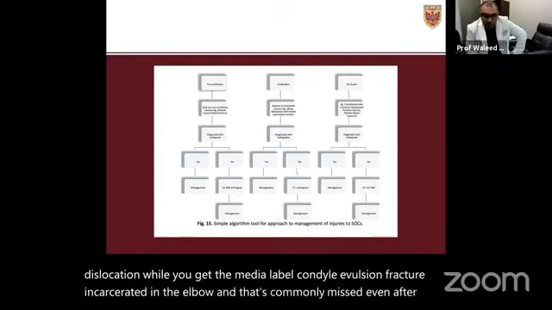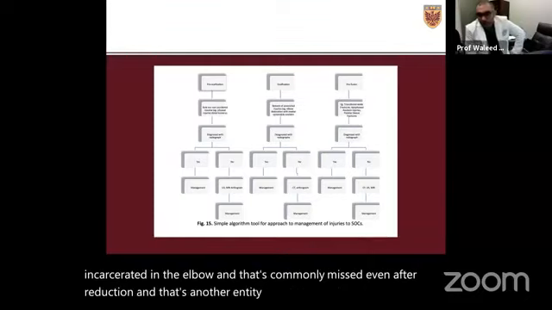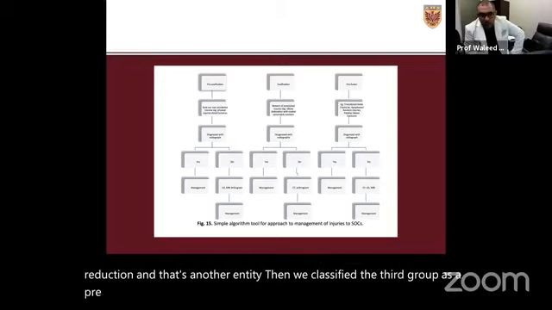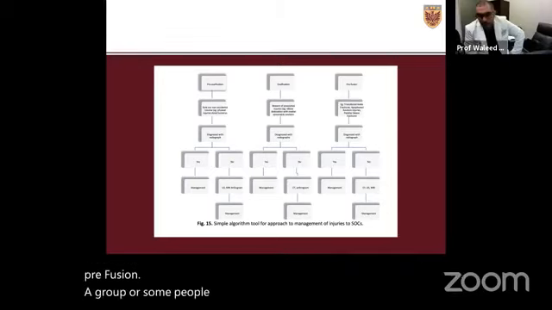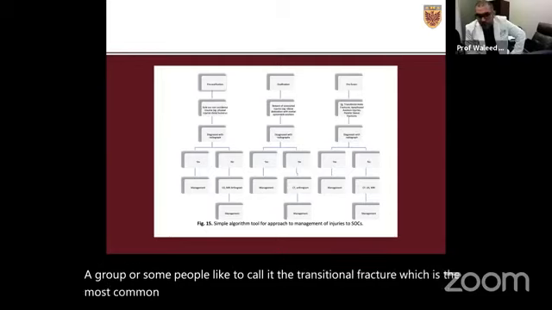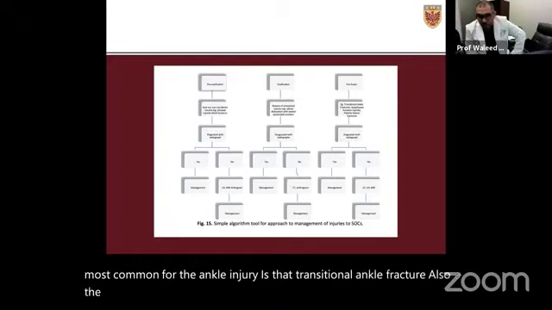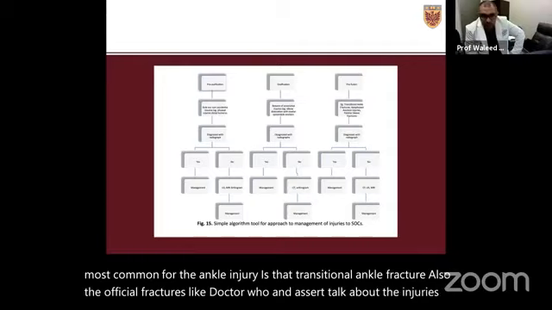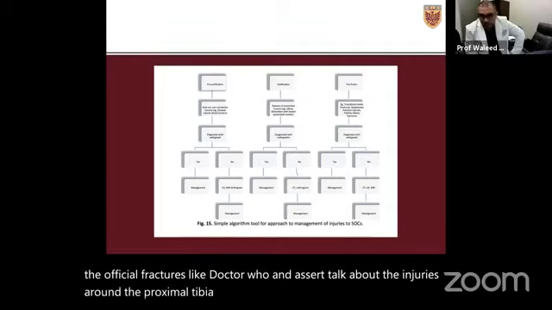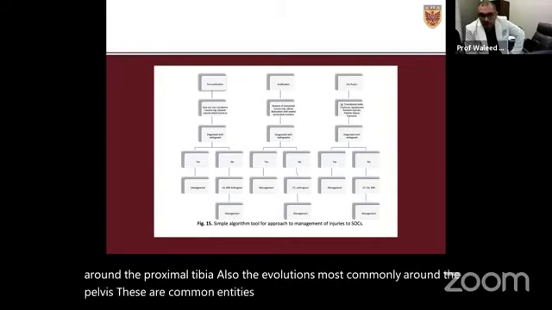Then we classified the third group as the pre-fusion group, or some people like to call it the transitional fracture, which is the most common for the ankle injury, the transitional ankle fracture. Also the apophyseal fractures, like Dr. Wael Nasser talked about the apophyseal injuries around the proximal tibia, also the avulsions, most commonly around the pelvis. These are common entities that happen around the age of puberty.